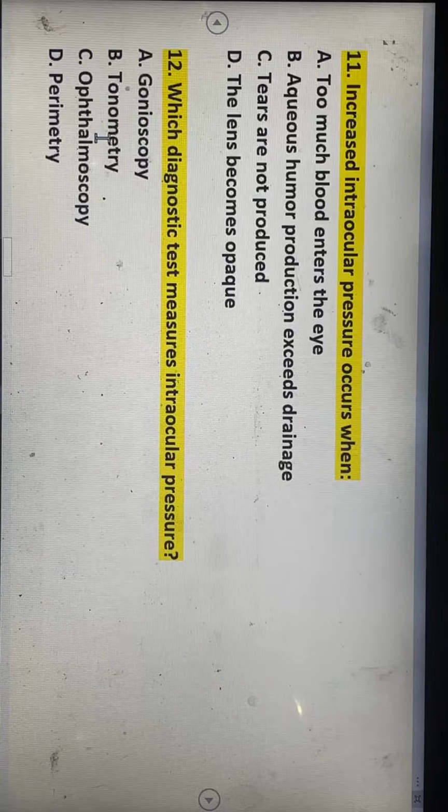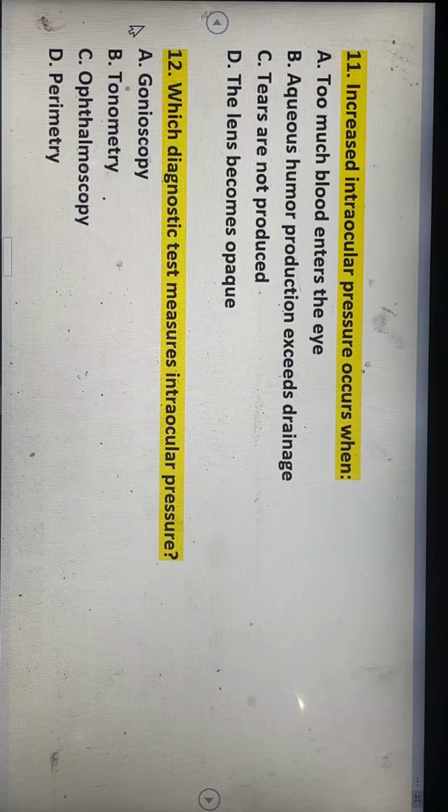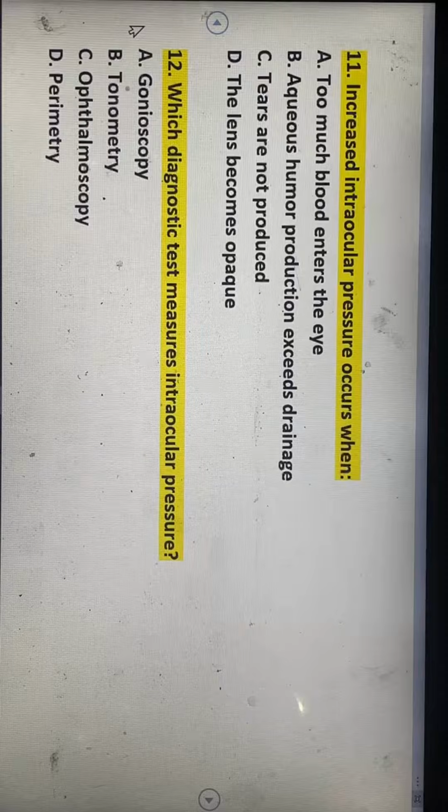So don't ever forget this, that Nurse Brain is said that whenever you hear of the word glaucoma, which is what? Increased intraocular pressure. The first diagnostic test you are going to think of is what? Tonometry. That's the first diagnostic test you should think of. Are we together? Glaucoma, tonometry. Write it down. Glaucoma, tonometry.